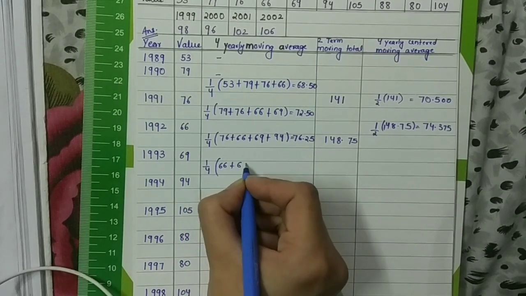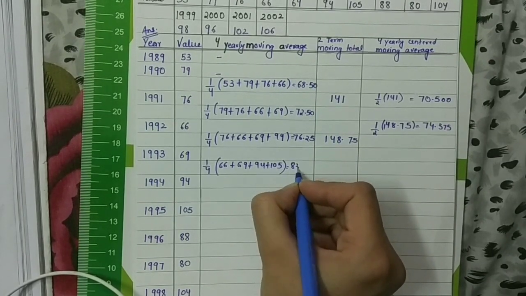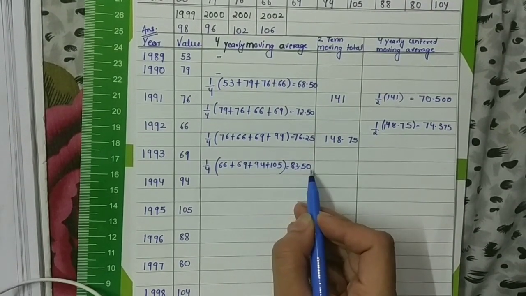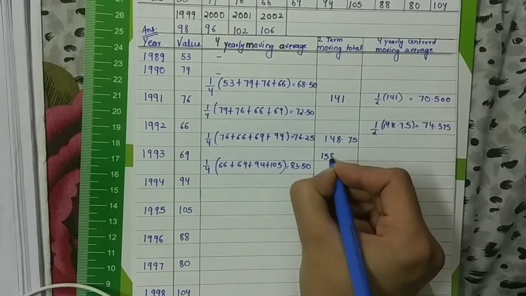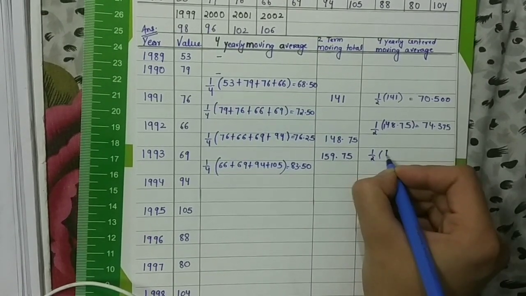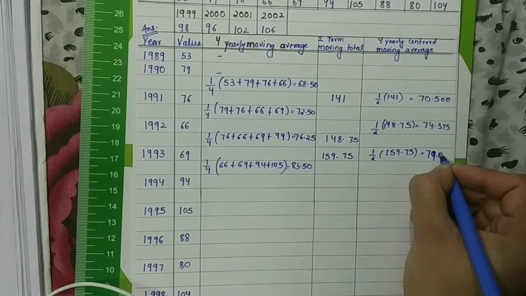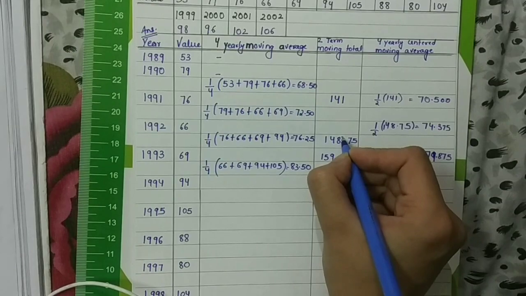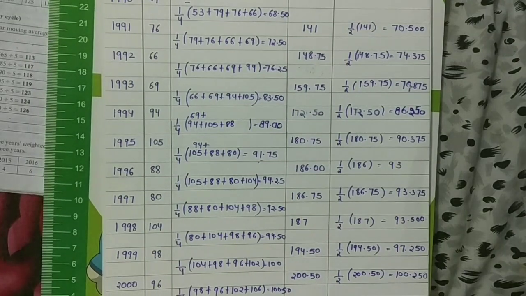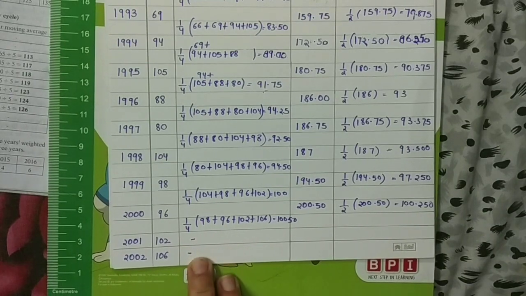Now I will take 66 plus 69 plus 94 plus 105 and divide by 4, equal to 83.50. Adding 76.25 and 83.50, I will get 159.75, and dividing it by 2, 159.75 divided by 2 is equal to 79.875. This was to be written here. Similarly, I will proceed for the other years, and my calculation will be completed like this, and there will be no use of the last two rows.